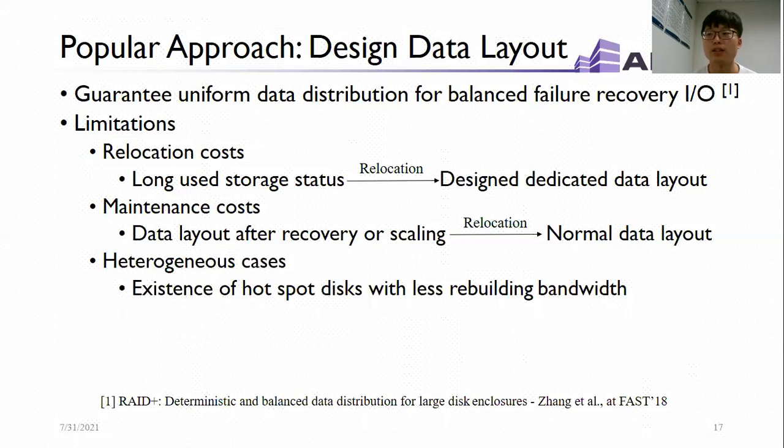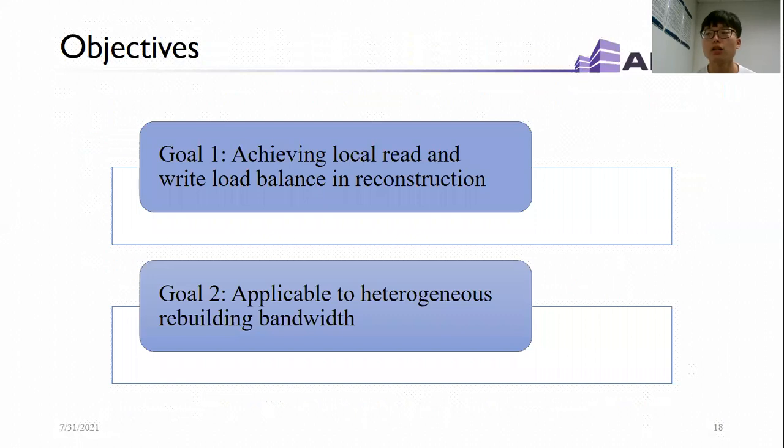Second, some common operations, like failure recovery or system scaling, will break the data layout. We should migrate chunks among disks to keep the dedicated data layout, which induces heavy load of data movement. Third, dedicated data layout is static and cannot be applied to heterogeneous cases. So based on the above analysis, we want to design a reconstruction mechanism towards 2 goals. First, achieving local read and write load balance in reconstruction. Second, being applicable to heterogeneous rebuilding bandwidth.